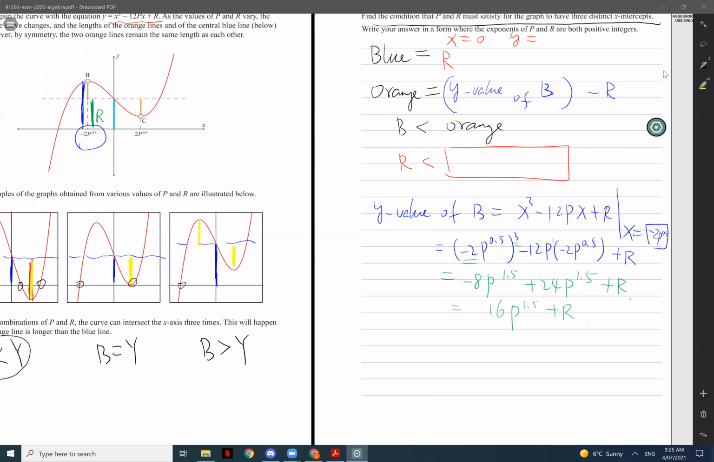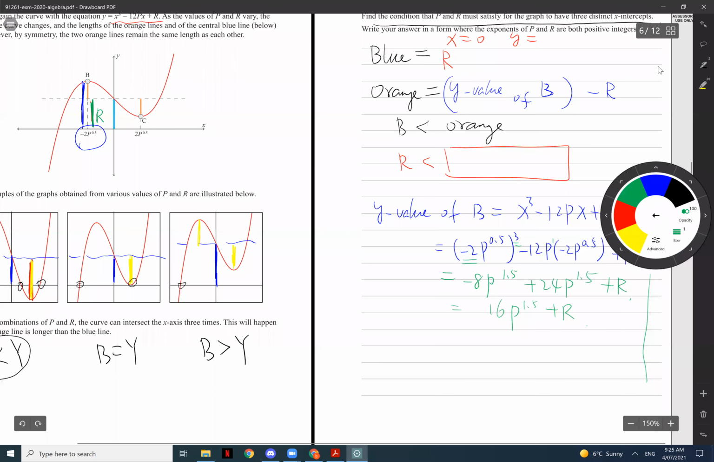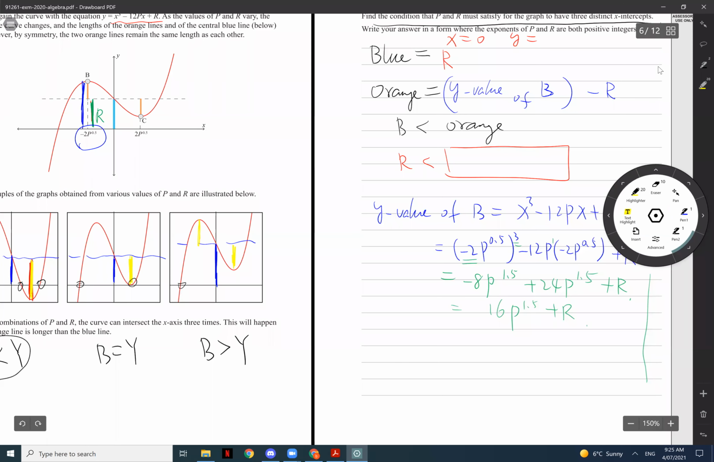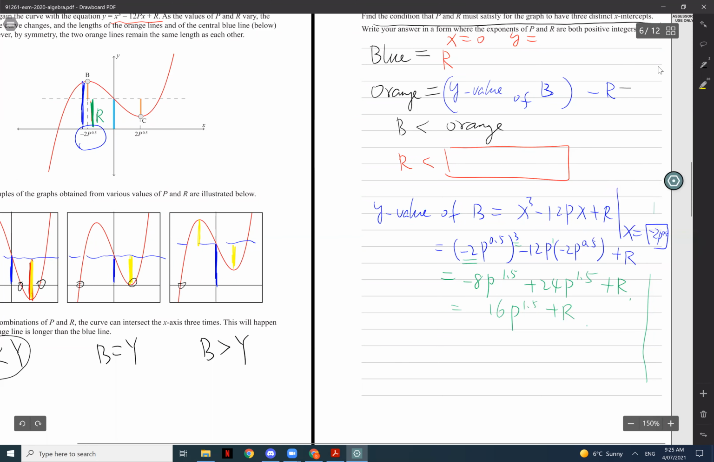Aubrey, what's the orange after we got this? Orange is here. You need the y value minus R. This part minus R, just 16 P 1.5.